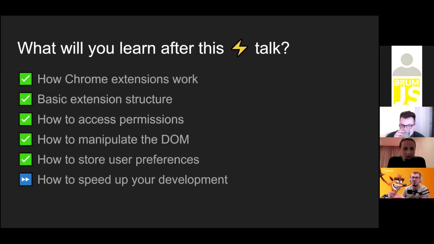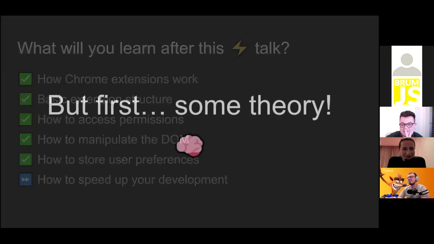After this lightning talk, hopefully you will go away with some good knowledge on how Chrome extensions work, some basic extension structure, how you can access browser permissions and manipulate the DOM, how you can store user preferences, and also what's the fastest way to build a Chrome extension, because believe me, it can be quite slow and tedious.